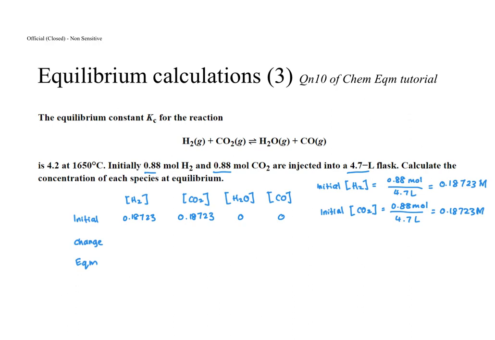In the chemical reaction, H2 reacts with CO2 in a ratio of 1:1, and the ratio for the products is also a 1:1 ratio. So the change can be in terms of X, but for H2 and CO2, they will be decreasing, so the change will have a negative value, whereas for H2O and CO, these are products, so their concentration will increase and therefore the change will have a positive value. So now let's write the equilibrium concentrations in terms of X.